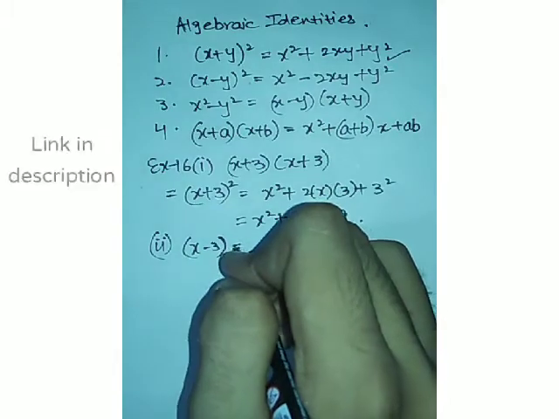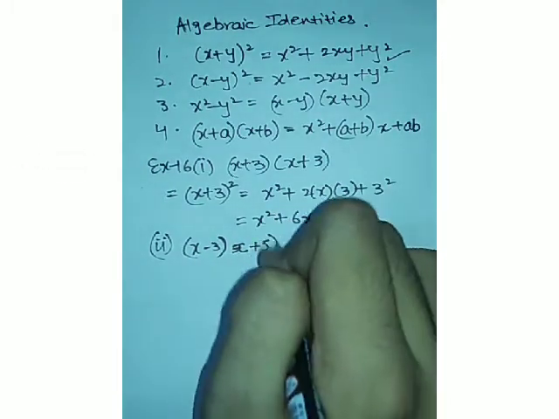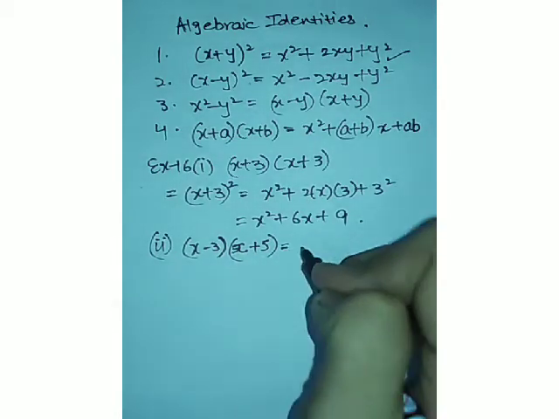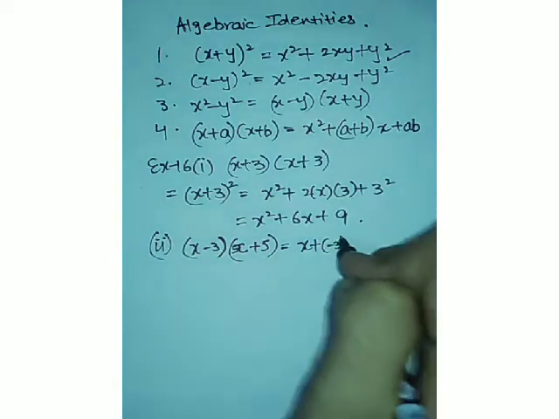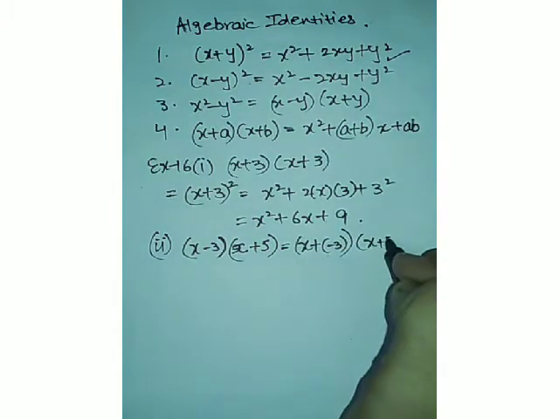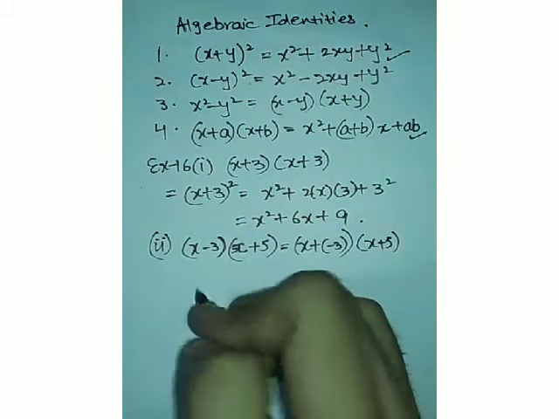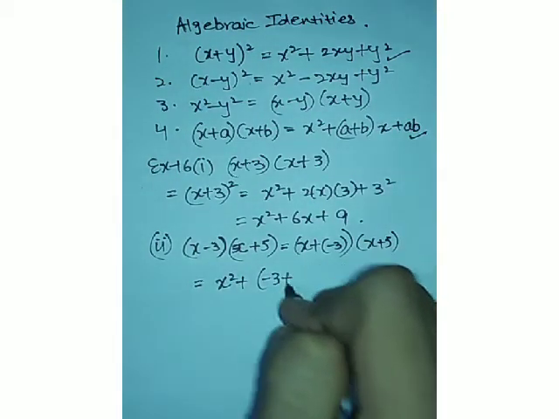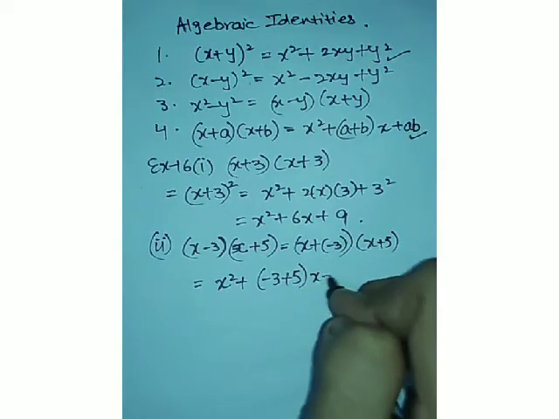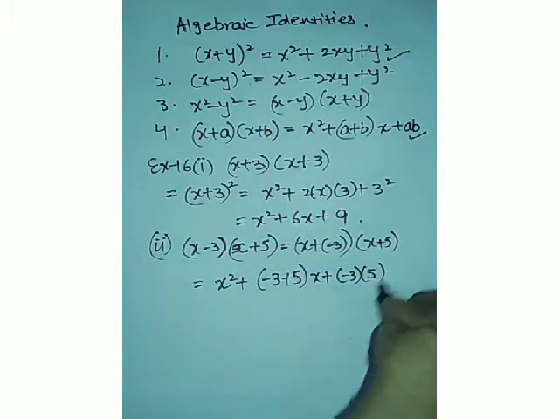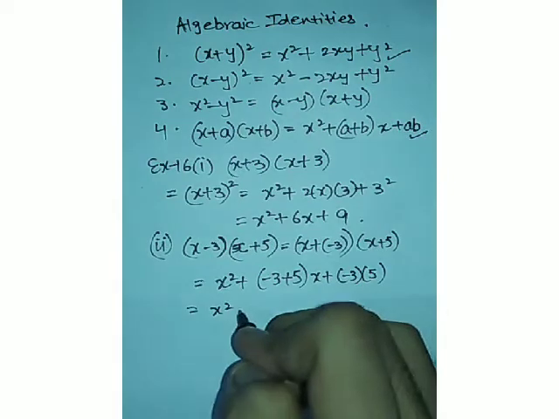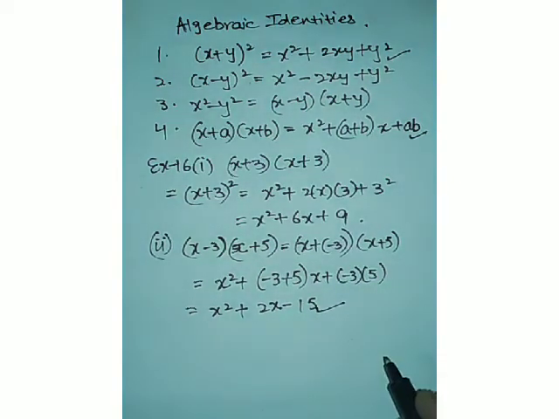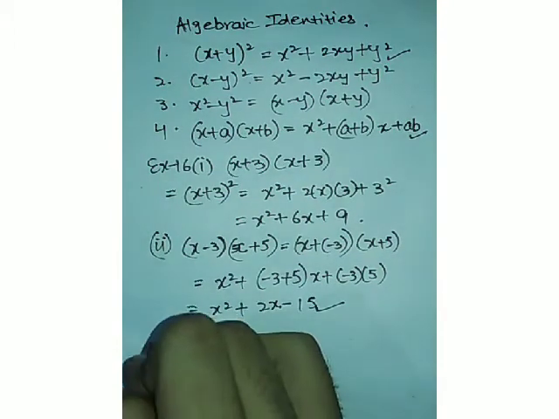Now x minus 3 and x plus 5. Now it's the x plus a and x plus b type. How can you write that? x plus minus 3 and x plus 5. What was the identity? That was identity number 4. You can write x square plus (a plus b)x plus ab. What was a? Minus 3. What was b? Plus 5. So x square plus 2x minus 15. This is our required answer. Alright, let's move to the next example.